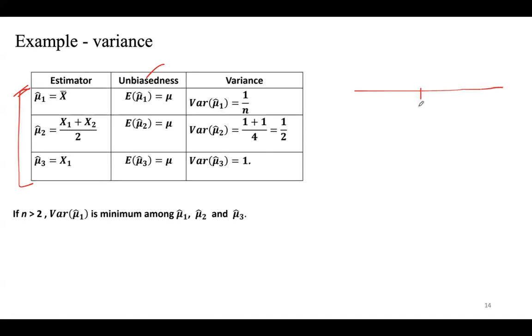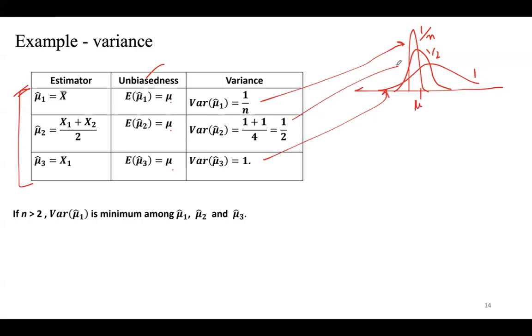But the variance differs. So this is mu. In one case, this is the distribution; in another case, this was the distribution; in another, maybe this was the distribution. In all cases, you got mu as the mean, so they're all centered around mu. But this one has a variance 1, this one has a variance half, and this one has a variance 1 by n. The lower the variance, the better. You are very sure that you are estimating mu correctly. So this graph is most probably this one, this graph is this one, and this graph is this last one here.